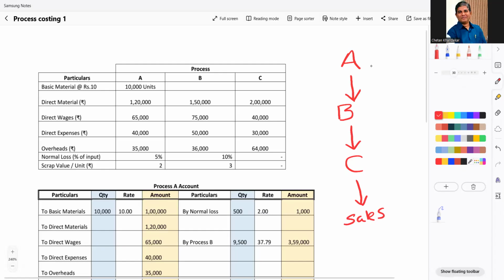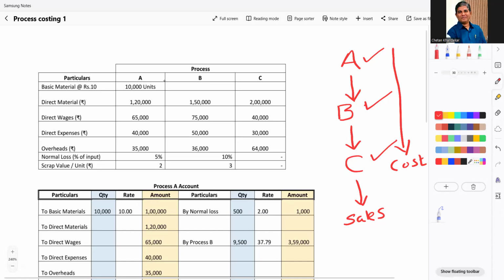So this way, process costing starts with process A. It will start with process A, then the goods will be transferred to process B, and then to process C. So at all these levels, there is addition in the cost of manufacturing. How this cost of manufacturing increases step by step, that we will see in this process costing chapter.